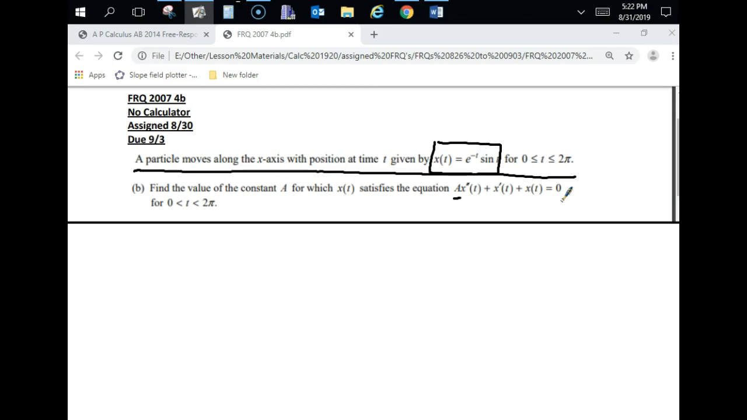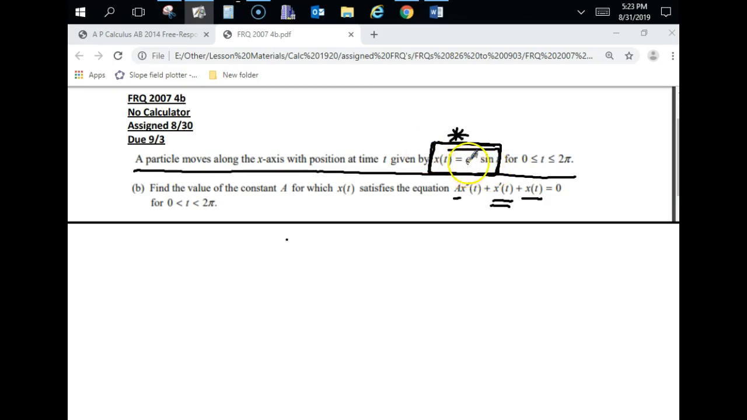So first thing we want to do is notice that it's a times x double prime plus x prime plus x. Well, we already have x, so that's nice. It's right here. But we also need to know what x prime is. So we need to find the derivative of this. Go ahead and pause the video and see if you can find the derivative of this.